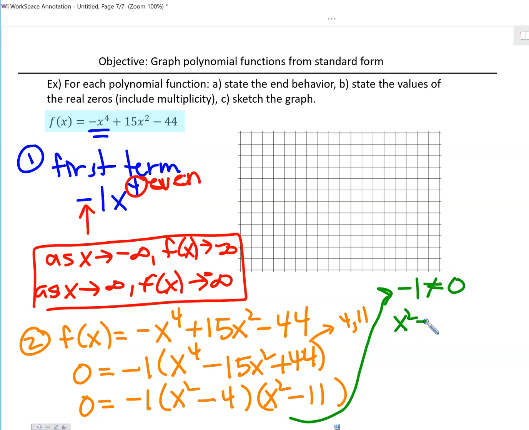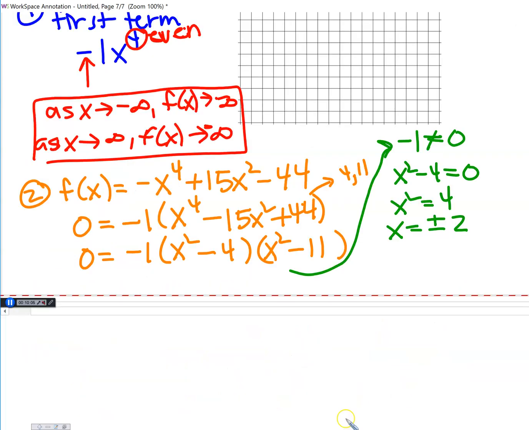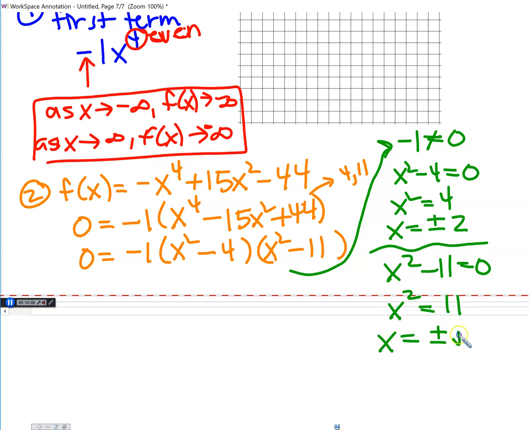X squared minus 4 could be 0. If so, that gives me x squared equals 4, and that gives me x equals plus or minus the square root of 4, which is plus or minus 2. And the other one, x squared minus 11 equals 0. Adding 11 gives me x squared equals 11, and taking the square root gives me plus or minus the square root of 11, which is irrational.